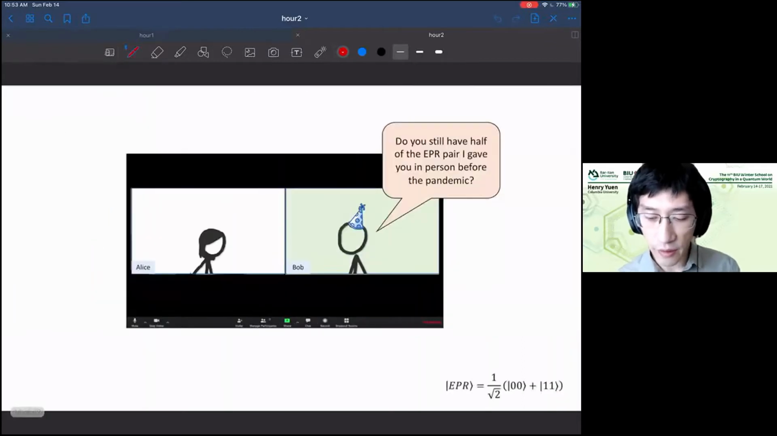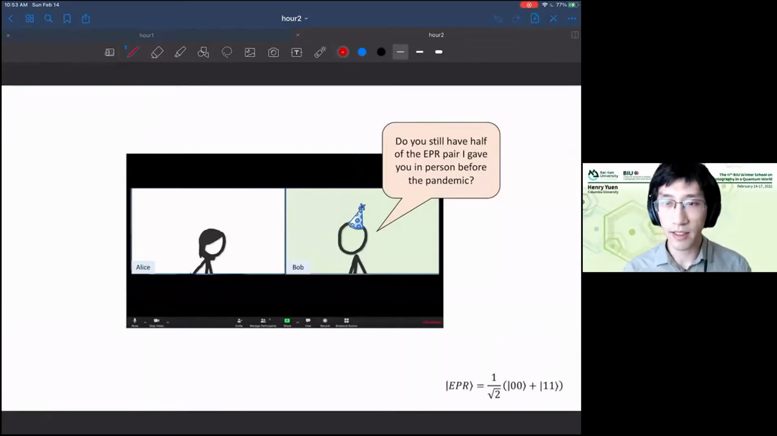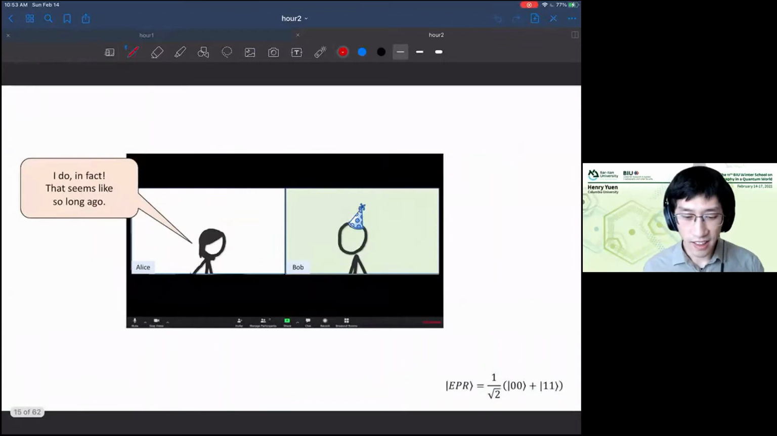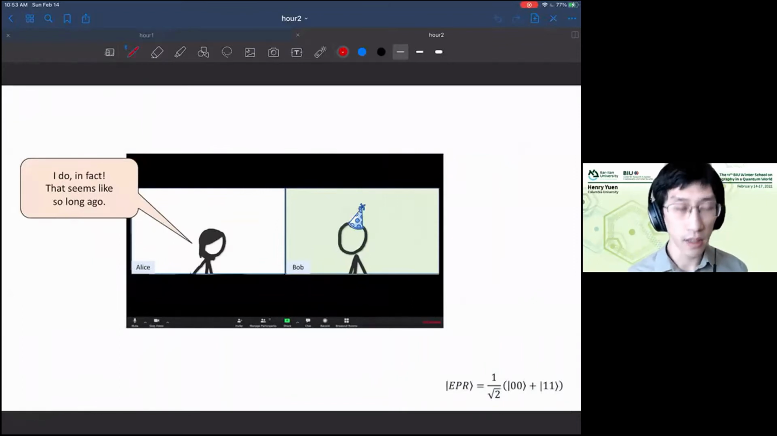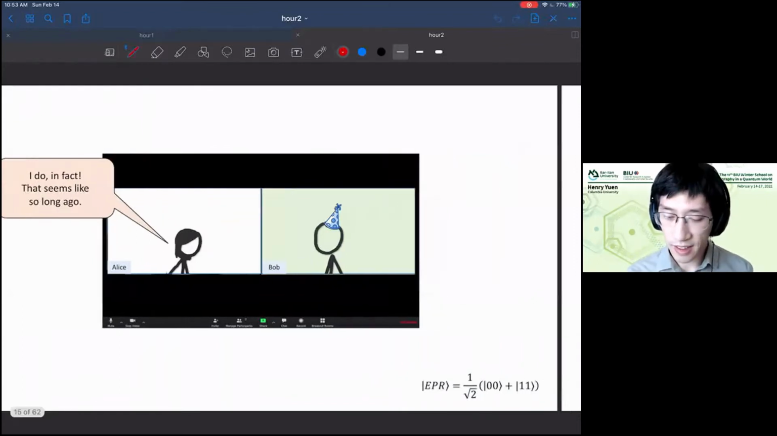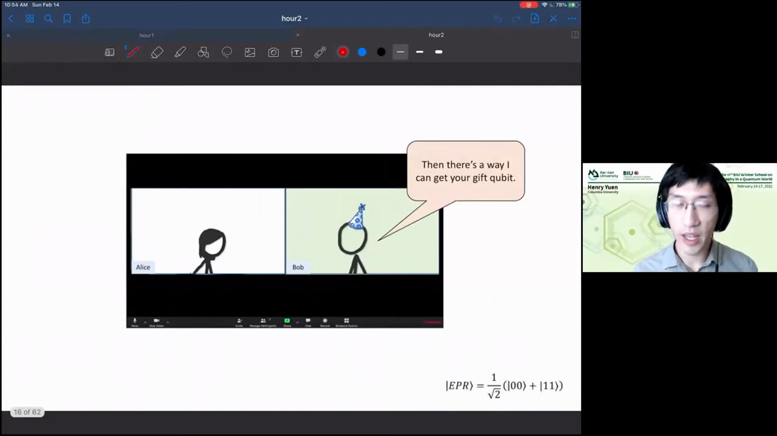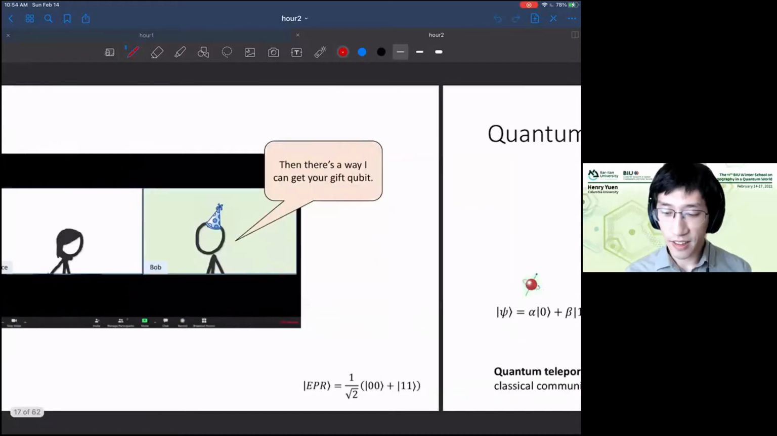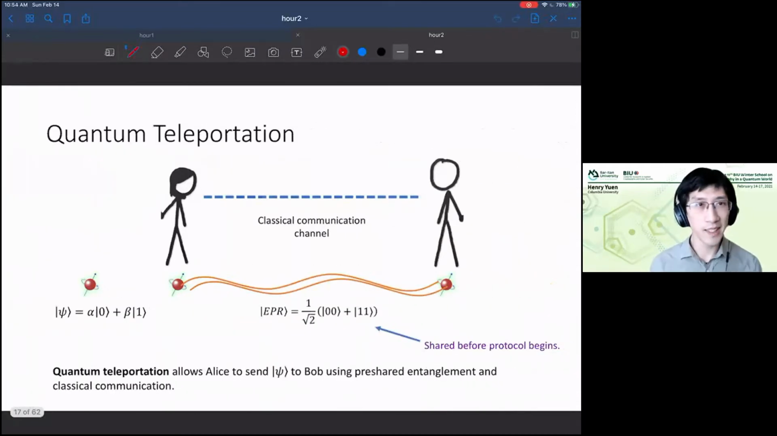But do you still have half of the EPR pair that I gave you in person before the pandemic? I do, in fact. Well, that seems like such a long time ago. Then there's a way I can get your gift qubit. Okay, so that's the setup.